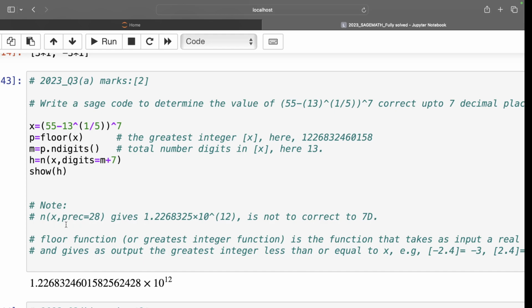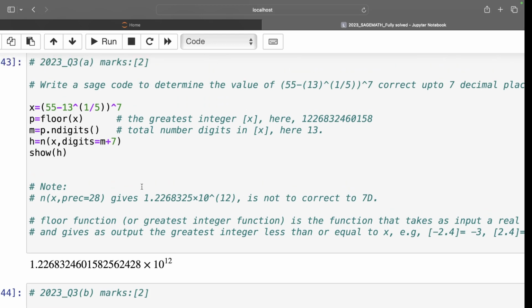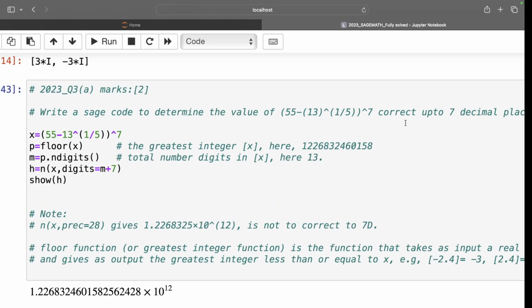Note this: if you write the numerical approximation n(x, precision equal to 28), this gives 1.2268325 into 10 to the power 12, and this is not correct to 7 decimal places, because this is only approximate. In this number, the decimal part is 2.2562428 and so on. So this is the correct answer up to 7 decimal places.